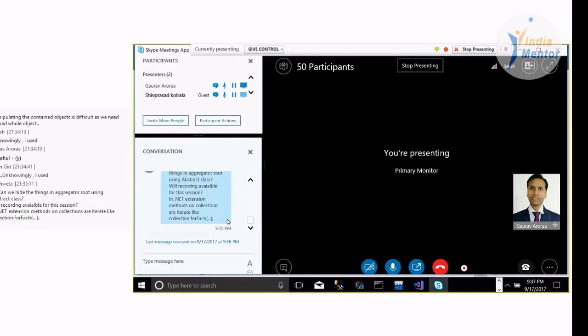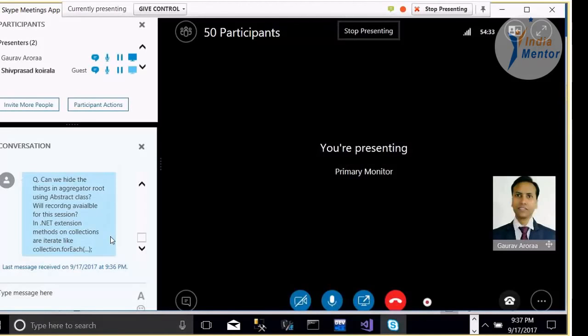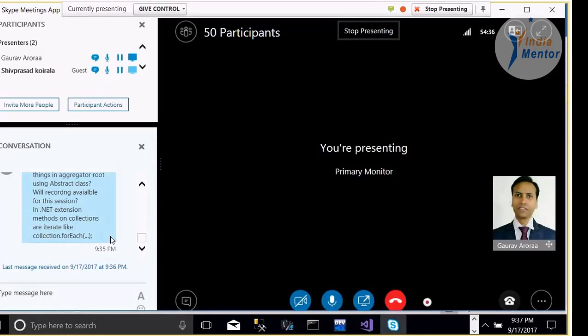Okay, can we hide things in the aggregate root using an abstract class collection for each? Can we hide that inside for each? But how do you hide it? How can you hide the manipulative methods? A lot of people can say, okay sir, make it read only, but read-only will not work actually.